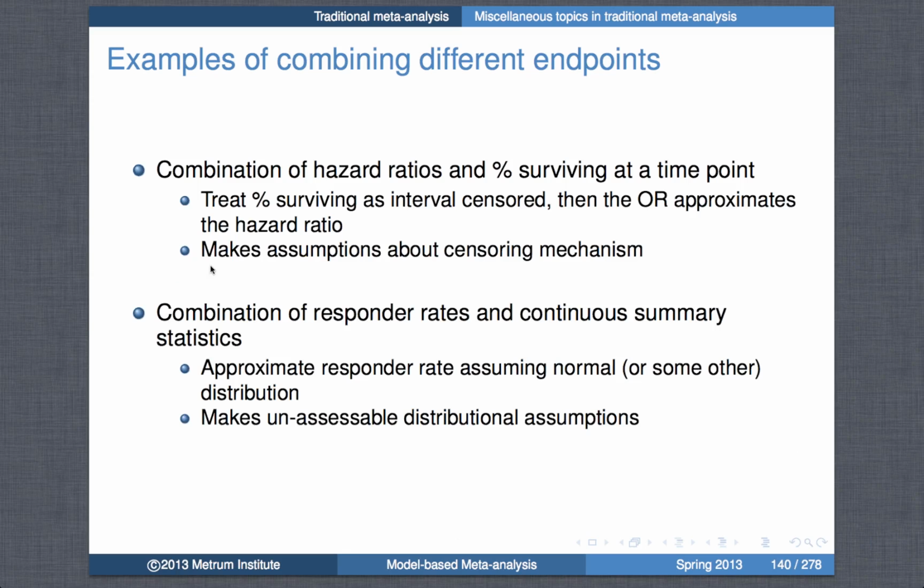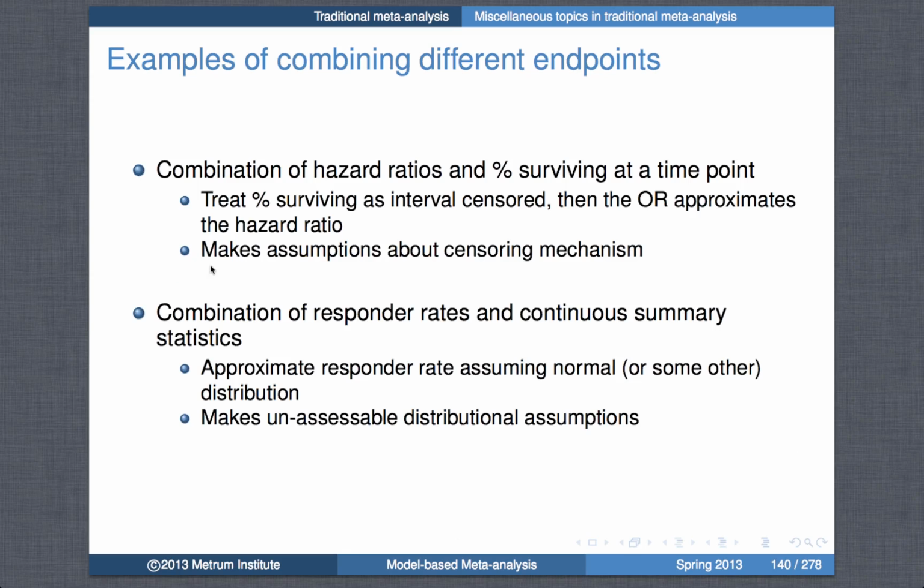Another type of different endpoints that need to be combined that happens fairly frequently is when some studies are reporting responder rates, as in the Hamilton Depression Scales example, and other studies are reporting, let's say, a mean change from baseline. In that case, what you might want to do is think about translating those mean change from baselines to some sort of responder rate scale. One way to do that would be to assume that the change from baselines in that particular study follow a normal distribution or some other parametric distribution. And given a mean and a standard deviation, you may be able to derive the percent of subjects that fall in the tail of the distribution that correspond to being a responder.